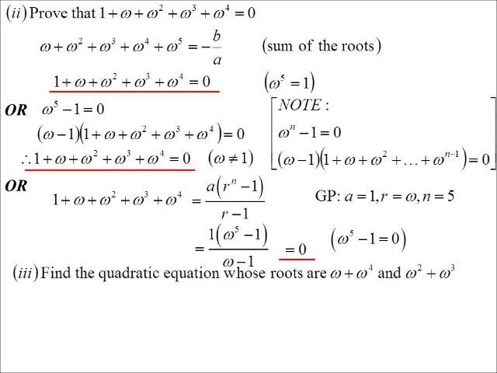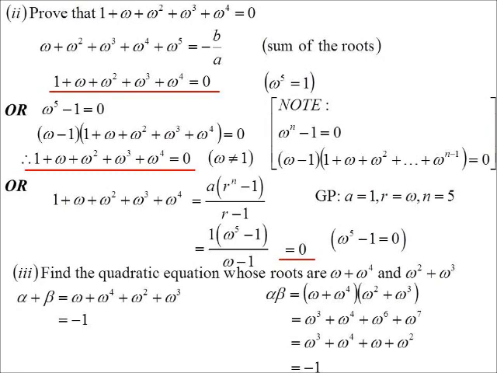We're going to find a new equation. It's going to be a quadratic. We know the solutions, or the roots, to this equation. One will be omega plus omega to the power of 4. The other will be omega squared plus omega cubed. The sum of the roots of this new equation will be omega plus omega to the power of 4 plus omega squared plus omega cubed.